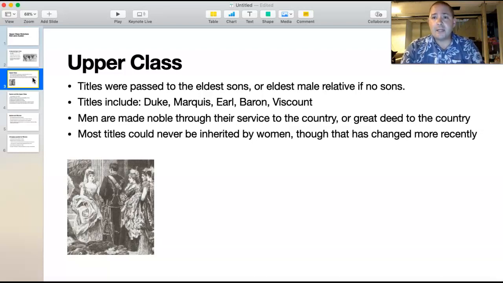So the titles that are associated with the nobility are dukes, marquess, earls, barons, and viscounts. The orders in which they come are, you know, you are ennobled, you're made a noble, right? So if you do something of great honor, of great value to the crown, to the country, to your community, you are made a noble in some way. Obviously, you have to start at the bottom and work your way up. But in other ways, you can be given titles, right?